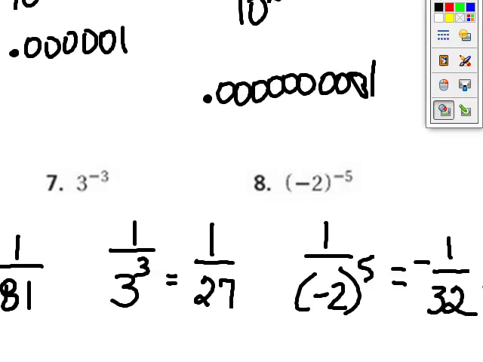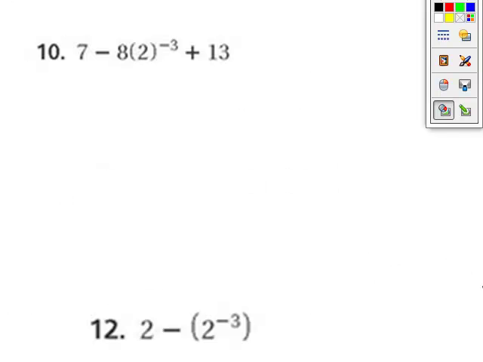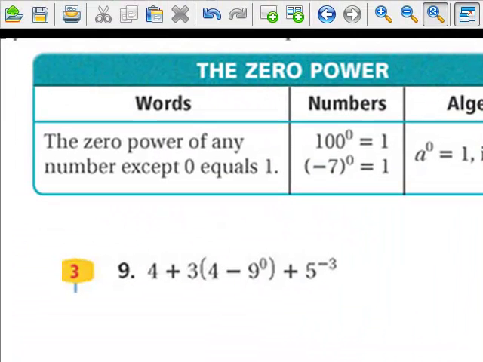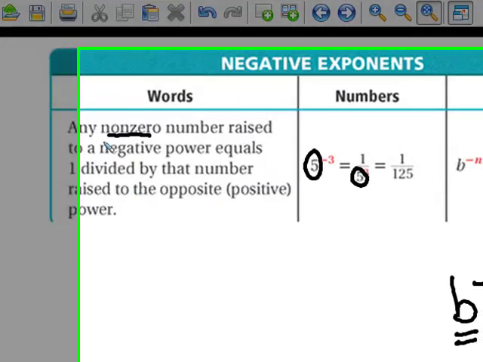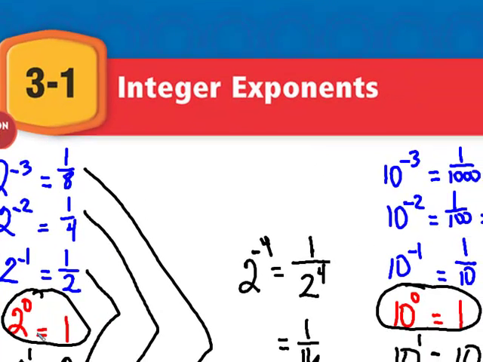In some of your problems, they're just going to have you simplify these exponents with the negative exponents. And in some cases, they're going to have you do order of operations, like the following. Well, I guess first, I'm getting a little ahead of myself. Don't forget that anything to the 0 power, we looked at this back here, 2 to the 0 is 1, 10 to the 0 is 1.